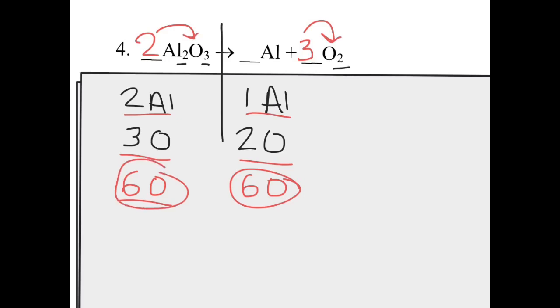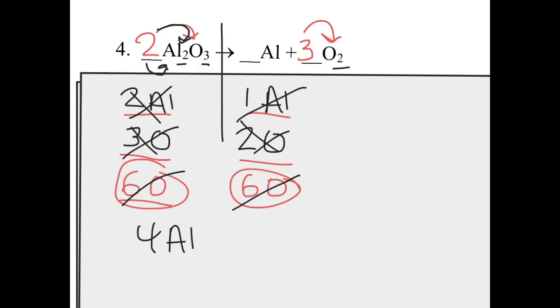What that does is cancel out my oxygens, but in the meantime, that 2 also affected my aluminum. Now I have 4 aluminum because 2 times 2 aluminum is 4. So if I have 1 aluminum on this side, I'm going to need 4 aluminums. And to do that, I'm going to put a coefficient of 4. By doing so, that gives me 4 aluminums and 4 aluminums, and I'm balanced.